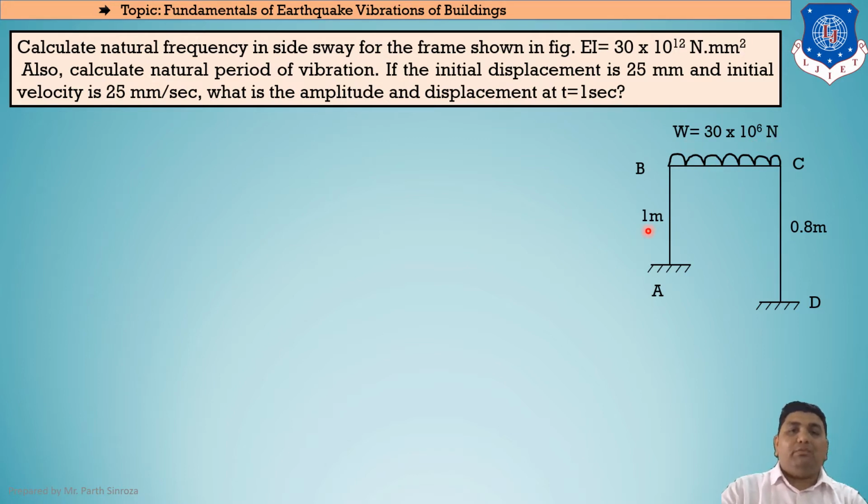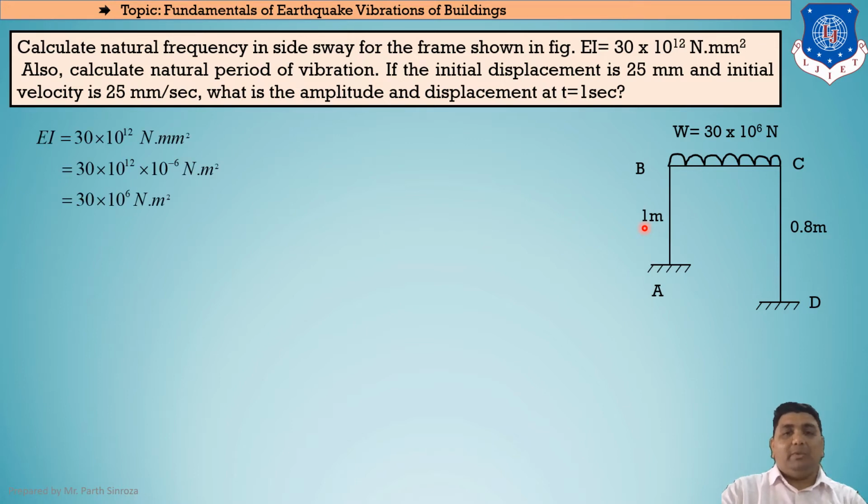So first of all, we need to find frequency, and the frequency equation is 1 by 2 pi under root k by m. So first we need to find 2 quantities, that is k, the stiffness, and mass. First we will be converting the EI. EI is given in the question as 30 into 10 raised to 12 Newton into mm square. We always need our answer in Newton and meter here. So converting into meter square, it is 10 raised to minus 6, and the final answer comes out to be 30 into 10 raised to 6 Newton into meter square.